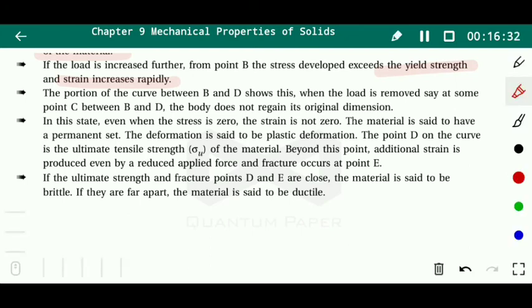So the portion of the curve B to D shows that when the load is removed at some point C between B and D, the body does not regain its original dimension. In this state, even when the stress is 0, the strain is not 0. Okay. So the material is said to have a permanent set. The deformation is said to be a plastic deformation. And point D on the curve is the ultimate tensile strength of the material. Beyond this point, additional strain is produced even by a reduced applied force, and the fracture occurs at point E.